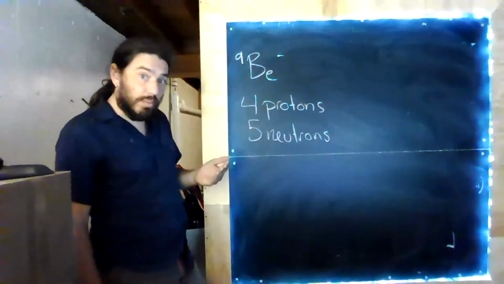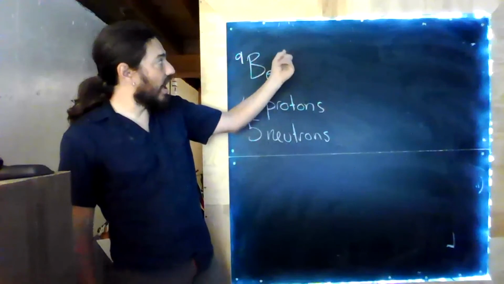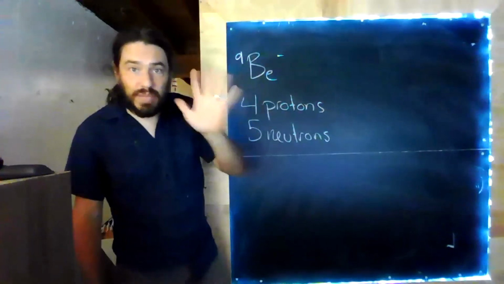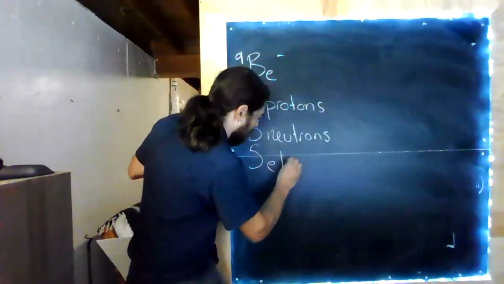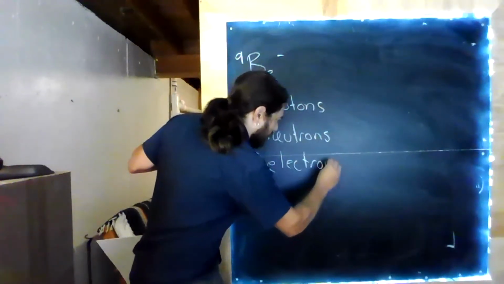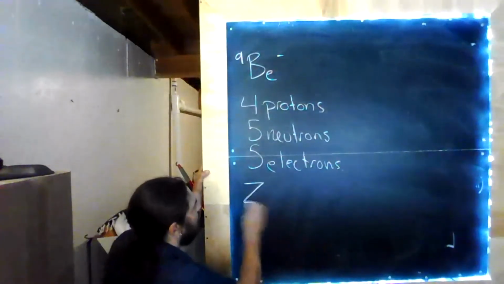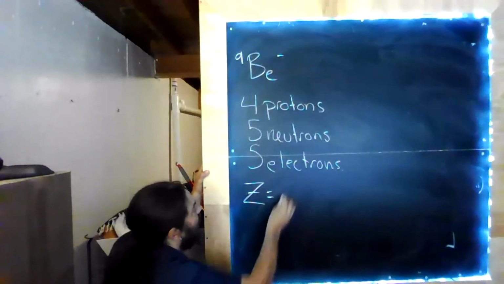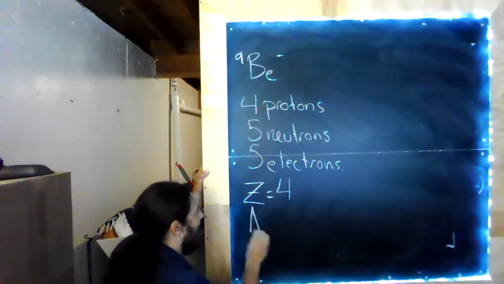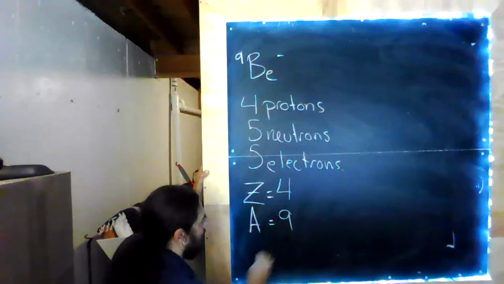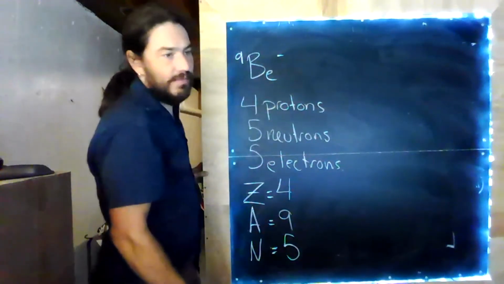If it was a neutral beryllium atom, it would also have 4 electrons. However, it's not. I told you it's negative, therefore it must have 5 electrons. This means it has Z equals 4, A equals 9, N equals 5.